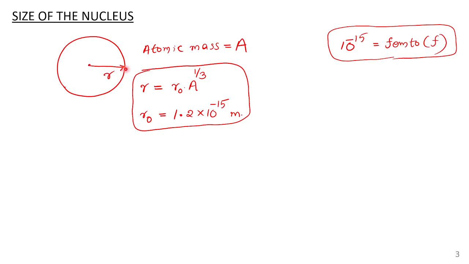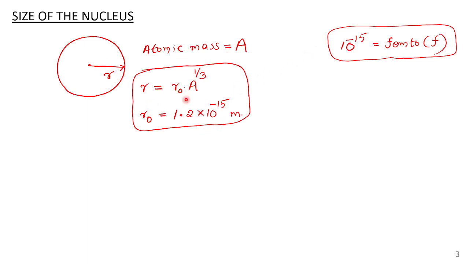Radius of a nucleus is given by the formula R equal to R0 into A raised to 1 by 3, where R0 is a constant, 1.2 into 10 raised to minus 15 meter. This formula you have to memorize. A stands for the total number of nucleons inside the nucleus. That is A.